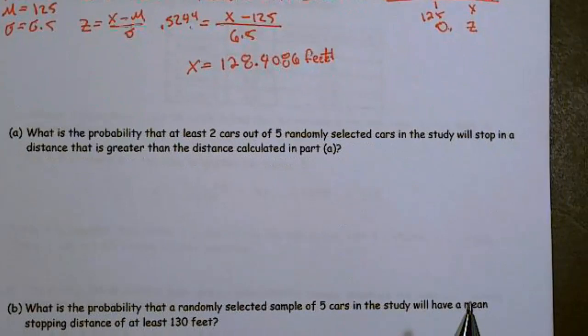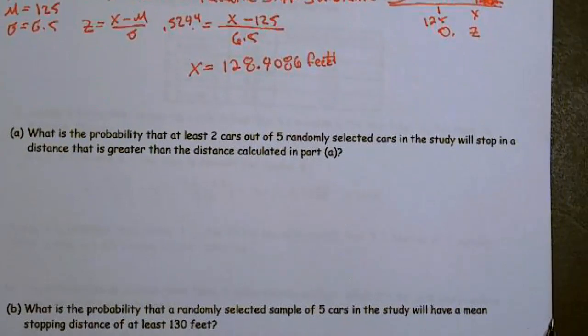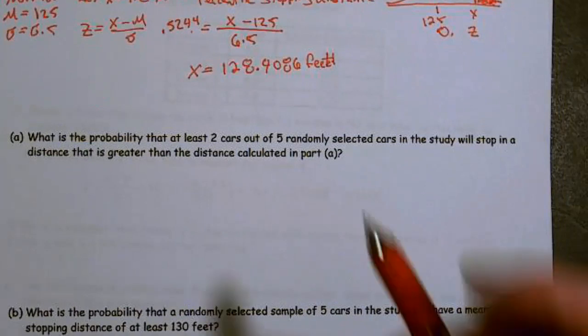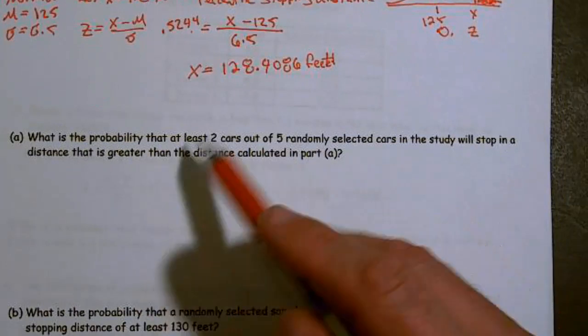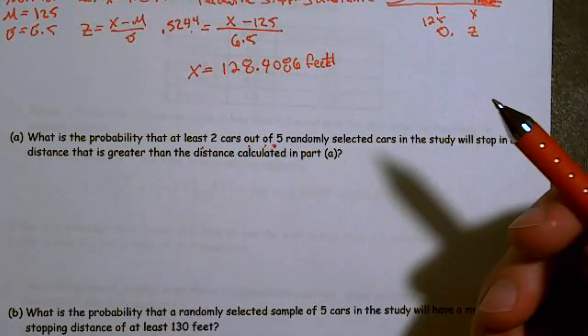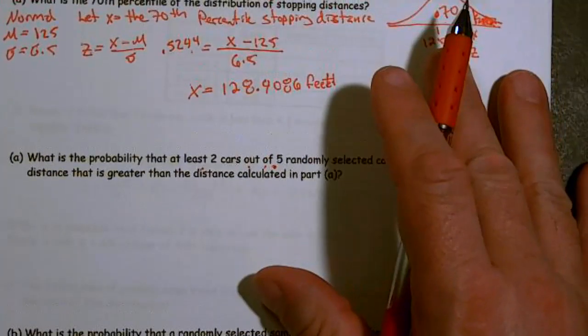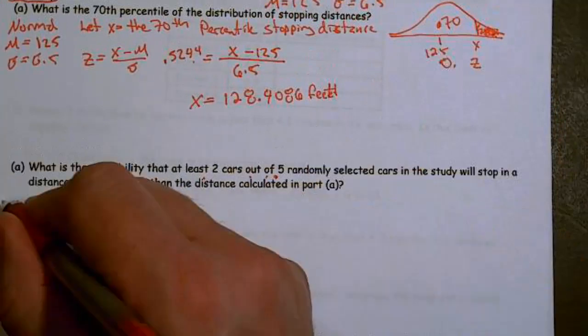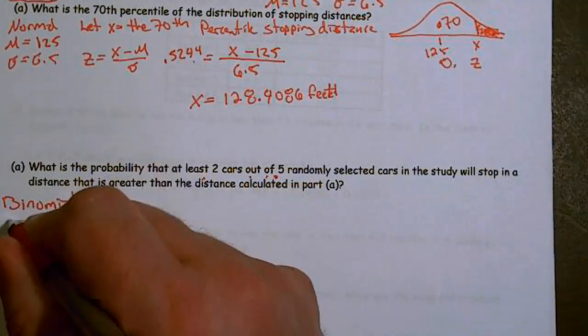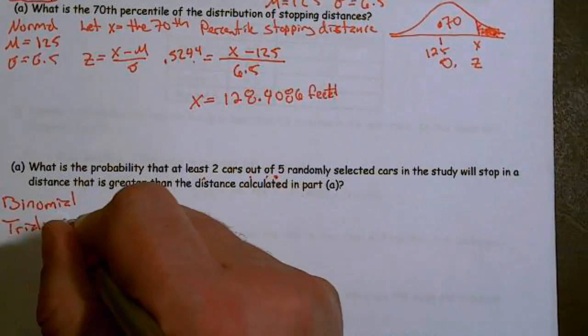What's the probability that at least 2 cars out of 5 randomly selected cars in the study will stop in a distance greater than what was shown? Wow, so that's kind of a problem. First off, there's a probability of at least 2 cars out of 5. Here we have a specific number of trials. Every time they give you a specific number of trials, if my probability is fixed, then it's a binomial. So this tells me my trials equals 5.